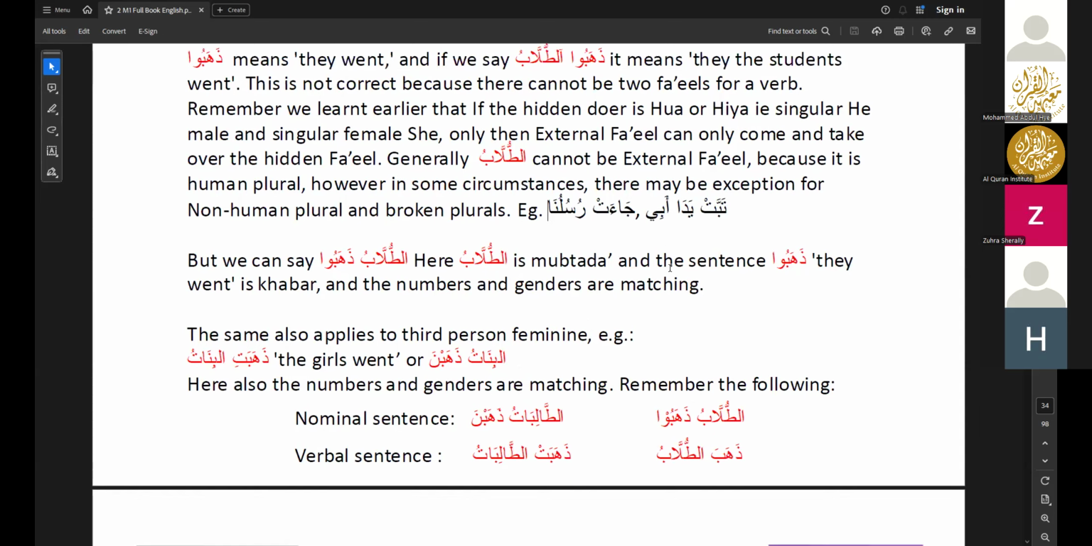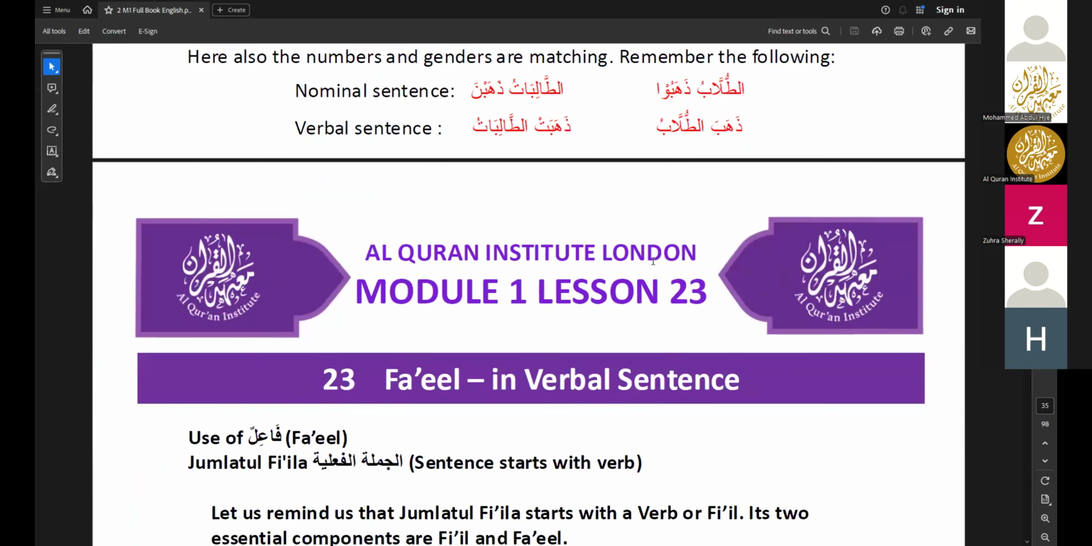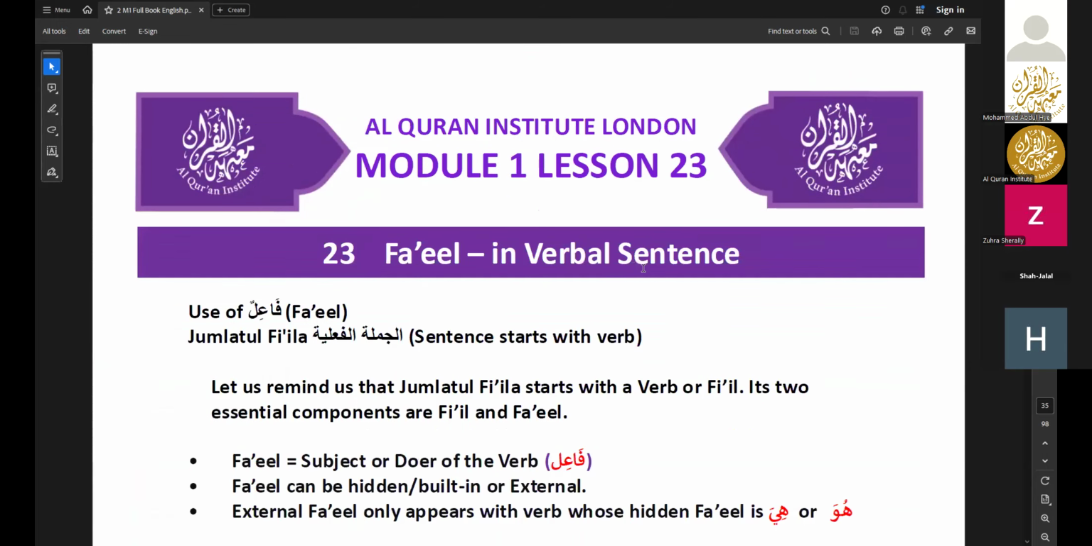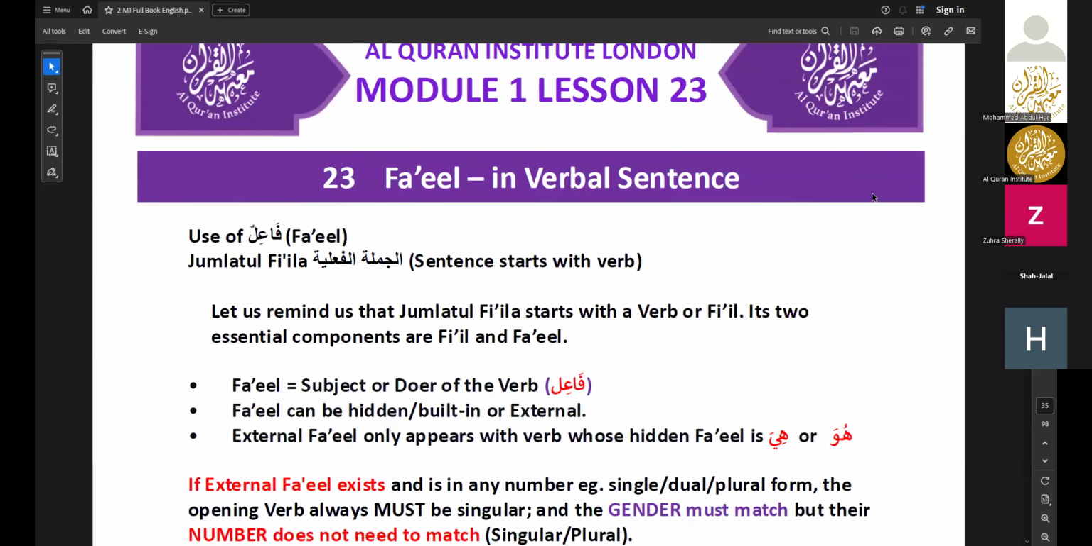Done. What is the next thing, Ustad? Next lesson, 23 is remaining: fa'il in a verbal sentence. I think if we could finish that, that will be great. Let me finish this verbal sentence, inshallah. Okay, this part is again a continuation of the jumlatul fi'liyya, the verbal sentence.